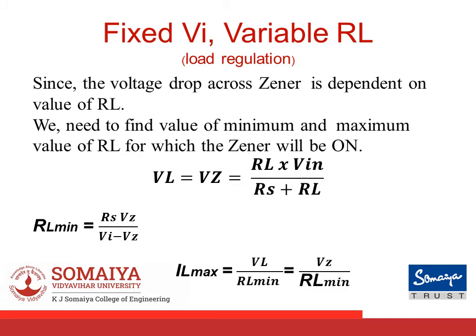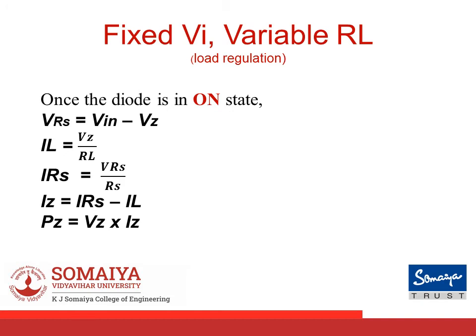By rearranging this equation, we'll be able to find out RL min, which is equal to Rs into Vz upon Vi minus Vz. And the maximum load current would be corresponding to the value of RL min. Once the Zener is in the on state, we can also find out the other parameters of the circuit.